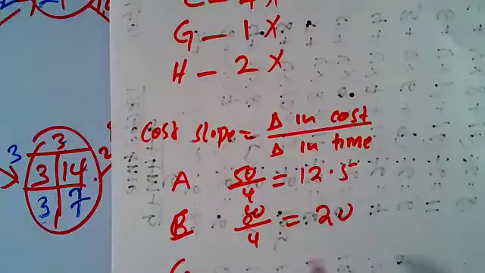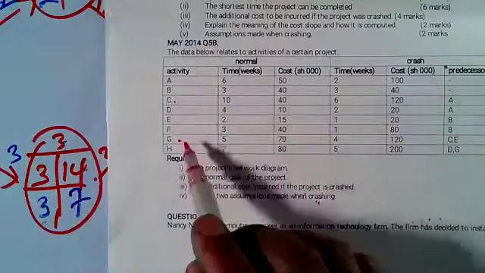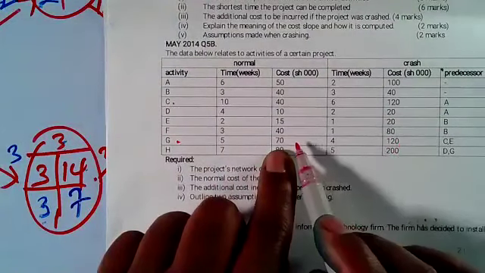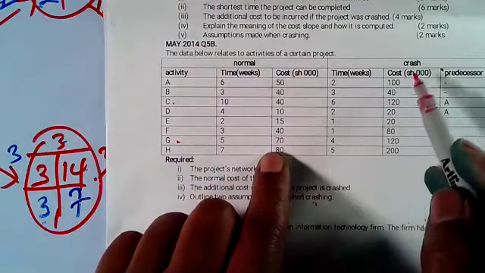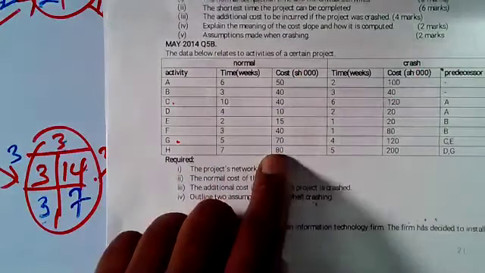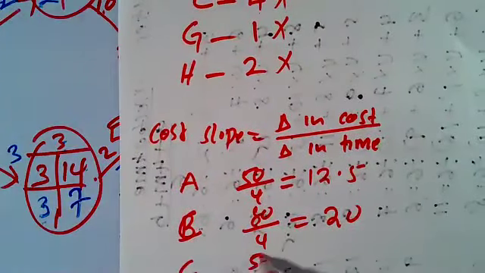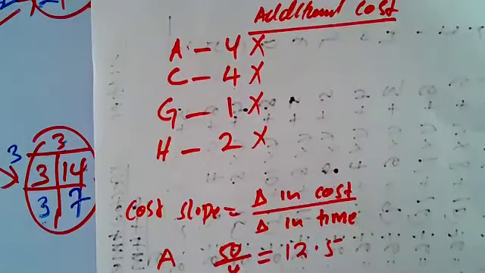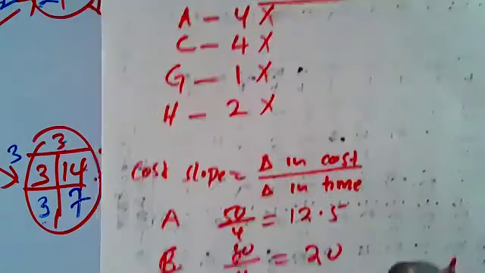Now, the other critical activity was G. You come to activity G. We have 70 and we have 120. The normal cost was 70, the crash was 120. So the change in cost is 50. For G we have only saved 1 day, divided by 1. So that one you get 50.